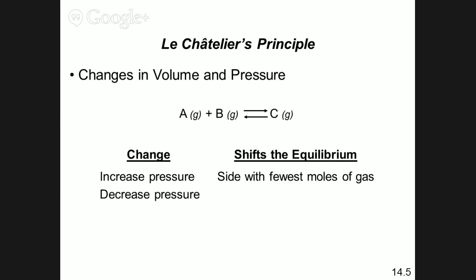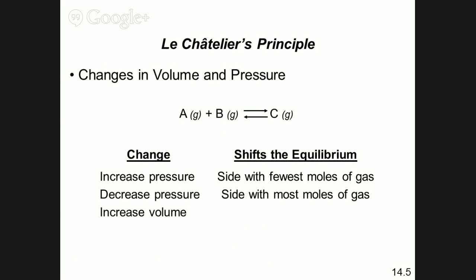If I decrease the pressure, it's going to do the opposite. It's going to go to the side with more moles. So in this case, if I decrease the pressure, I want more moles, I would have more A and B, less C.